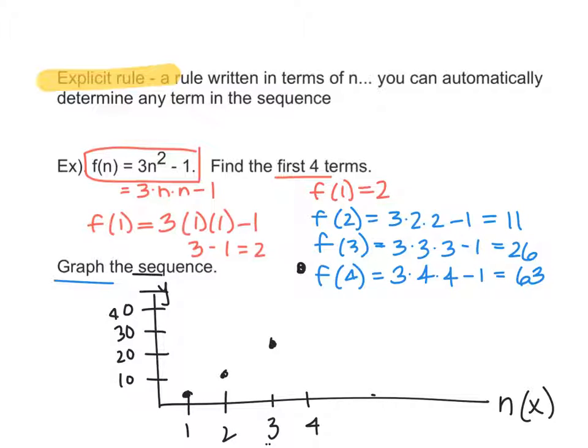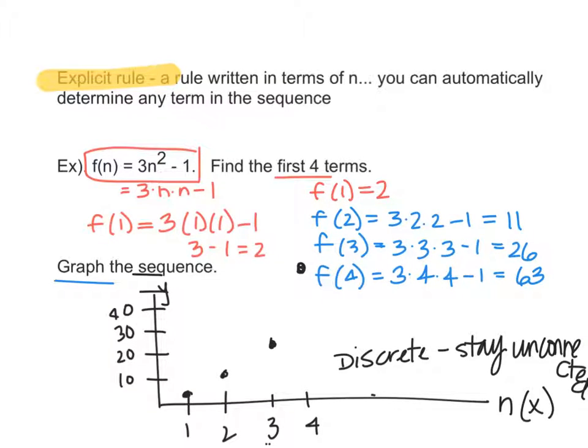And remember, this is a sequence, so I'm not going to connect these because I'm just talking about individual terms. So this is discrete, remember that word, and we want it to stay unconnected. Oh, I'm running out of room. Okay, so remember, all of this is our explicit rule.